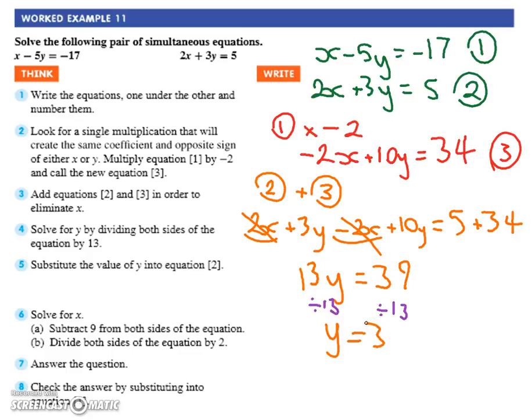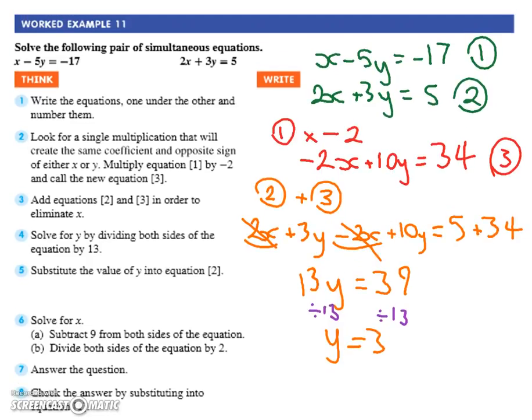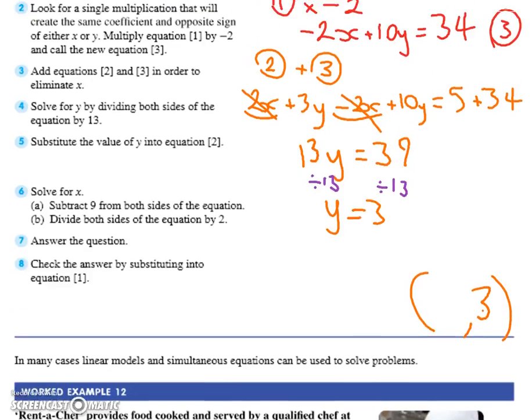So can you see what we've done and why we've done it? We manipulated one of the equations so we could eliminate one of the variables so that we could find out what the second variable's value was. We've now got y equals 3. So if I was writing the coordinates in, I've got something comma 3. So that's part of our point of intersection.